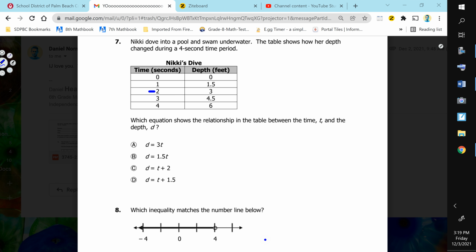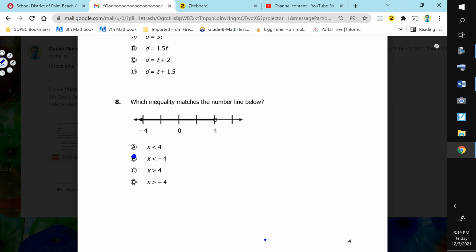Take a 2 for the time, substitute a 2 in each equation, and then take a 3 for the depth. Does 2 plus 2 equal 3? No. Does 2 plus 1.5 equal 3? No. Does 1.5 times 2 equal 3? Yes. Does 3 times 2 equal 3? No. So the answer is B. You substitute, it's the only one that works.